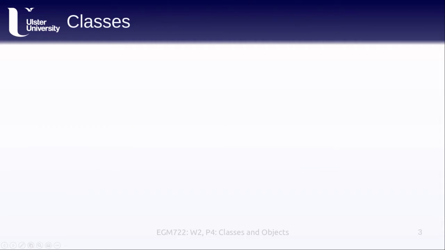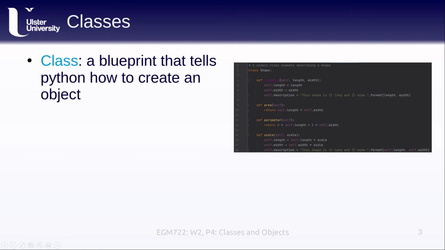So today we're going to talk about how Python actually creates objects. And we'll start by talking about something called a class. And a class is simply a blueprint that tells Python how to create an object. So you see here this snippet of code that shows the definition of a class called shape, different methods associated with that.